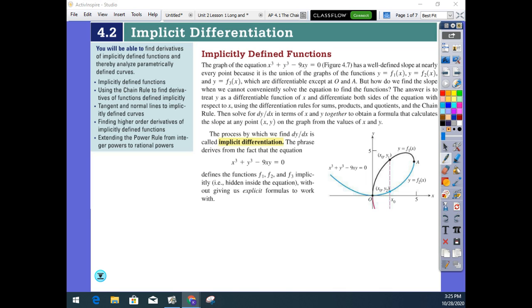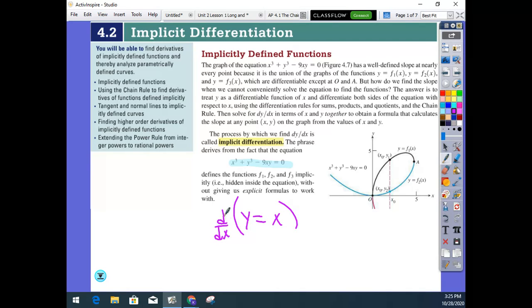So 4.2 is implicit differentiation. Basically what that means, the x's and y's are just all mixed up. So think about when we take the equation y equals x. When you take the derivative of this equation, what's the derivative of y? When we take the derivative of y, it turns into dy dx.